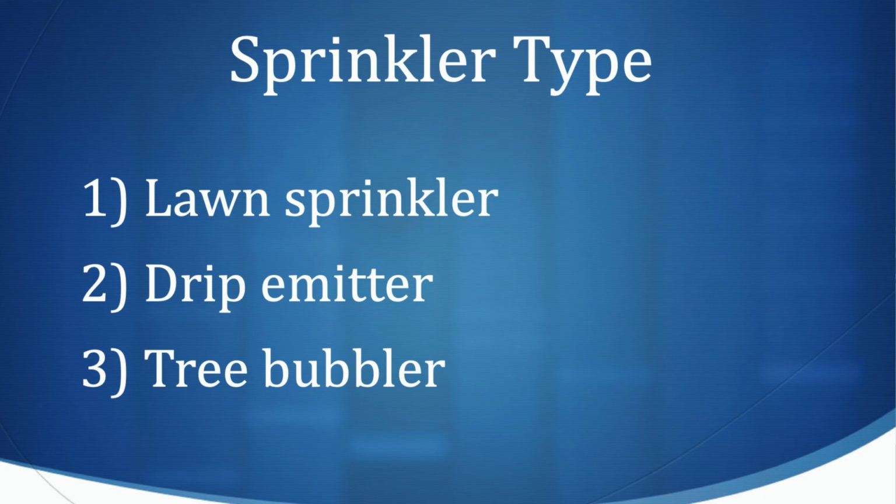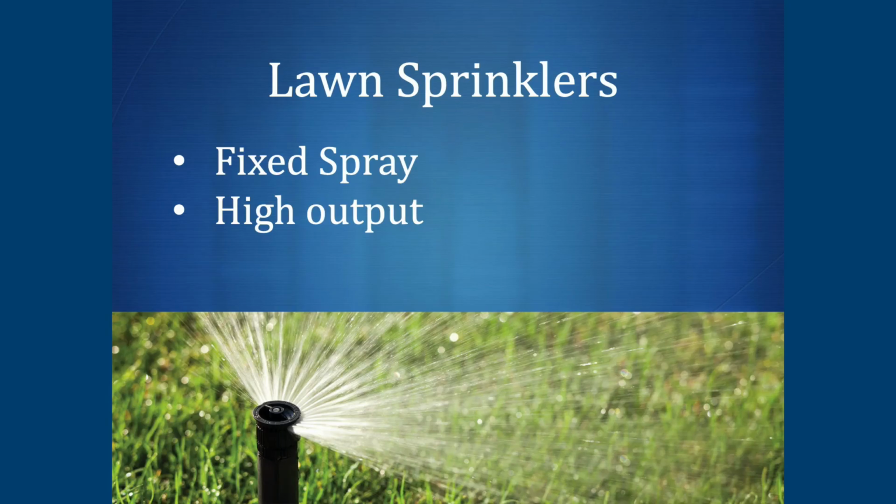Another one is the drip emitter. Those are the ones that you're typically going to see on your trees and shrubs. And then you may have some of these out there. They're a little less common, but a tree bubbler. And we'll talk about each of these. Let's talk about the lawn sprinklers first.